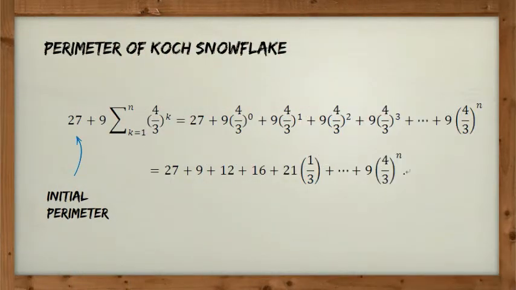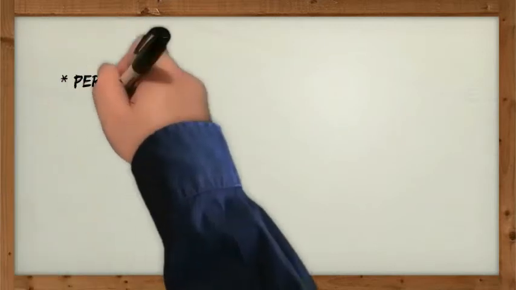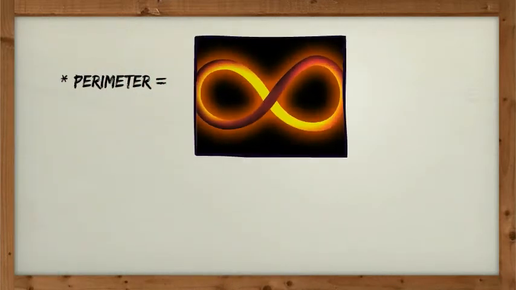Notice that the initial perimeter is 27. After the first iteration, there are 4 triangles with a total perimeter of 36. After the second iteration, there are 12 triangles with a total perimeter of 48. The perimeter of the snowflake increases after every iteration. Since this process continues on to infinity without stopping, the perimeter of the snowflake is infinite.